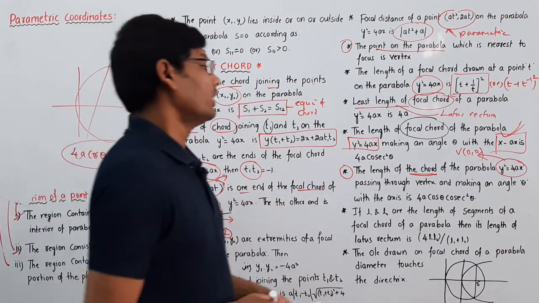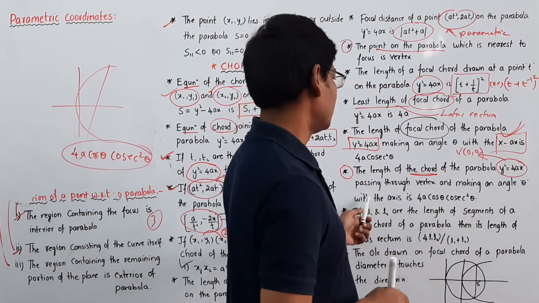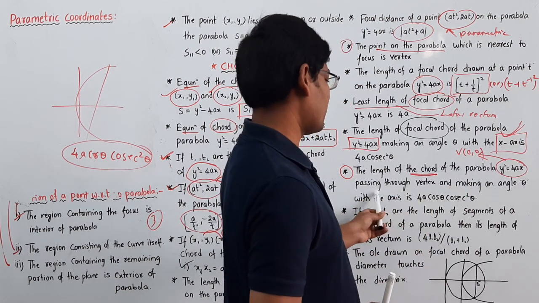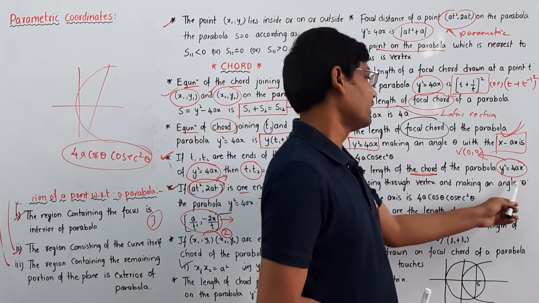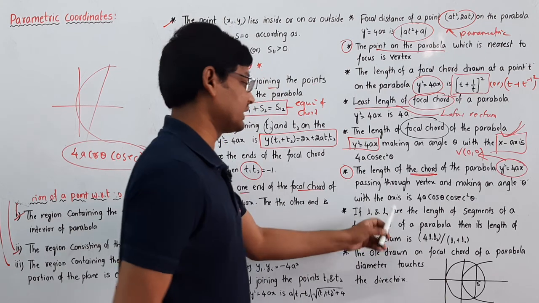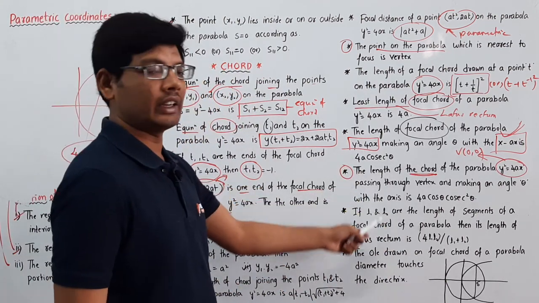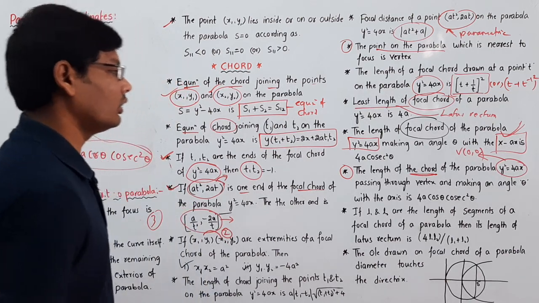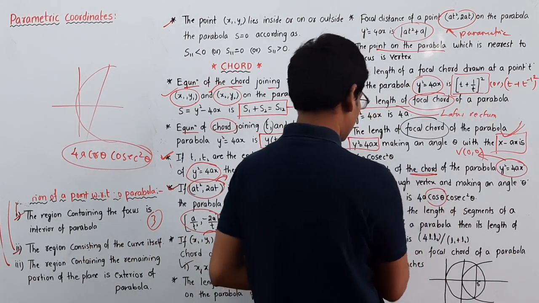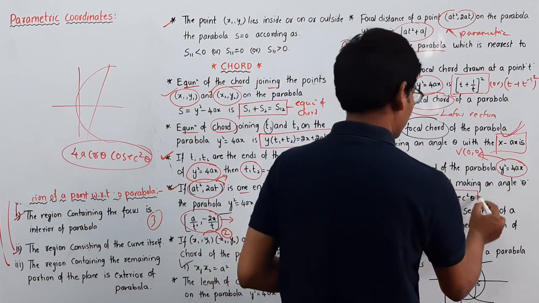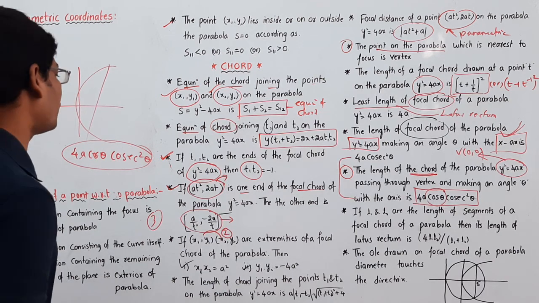Remember this: the length of the chord of the parabola passing through the vertex and making an angle theta with the axis. It can be the x axis here, or any axis. The only difference between these two points is cos theta. This is the important expression to find the length of the focal chord.